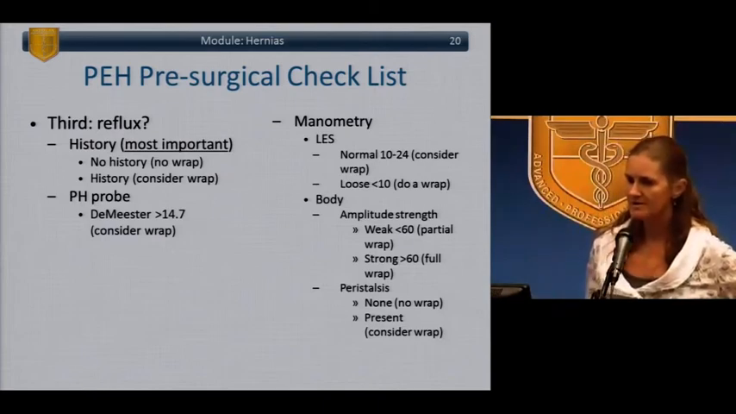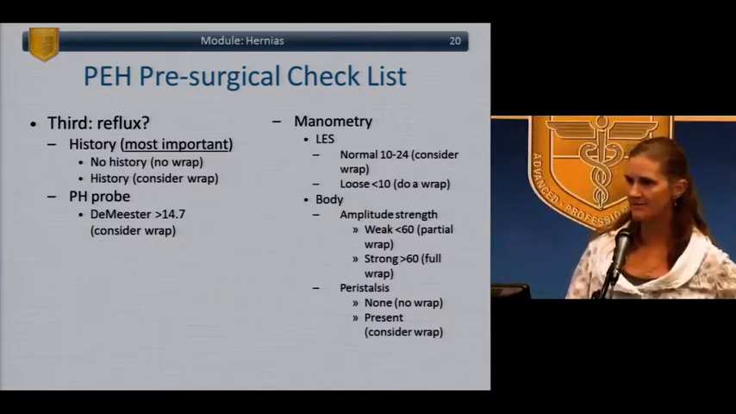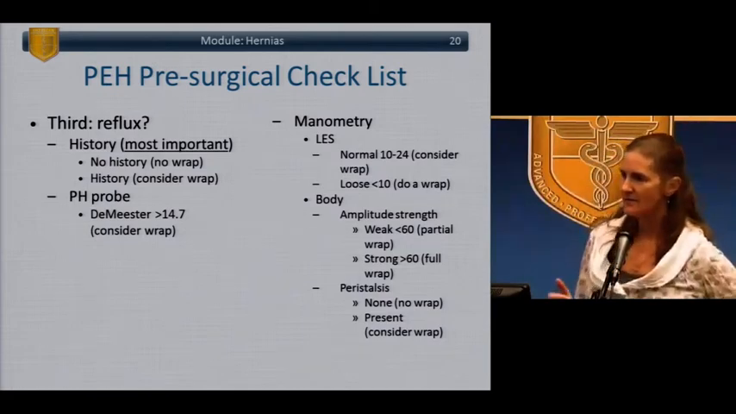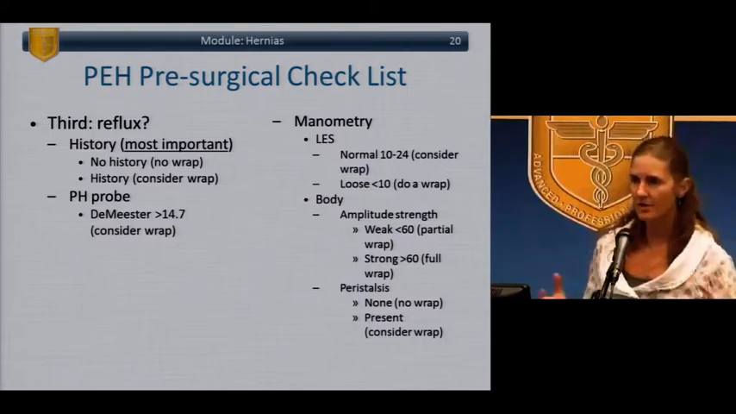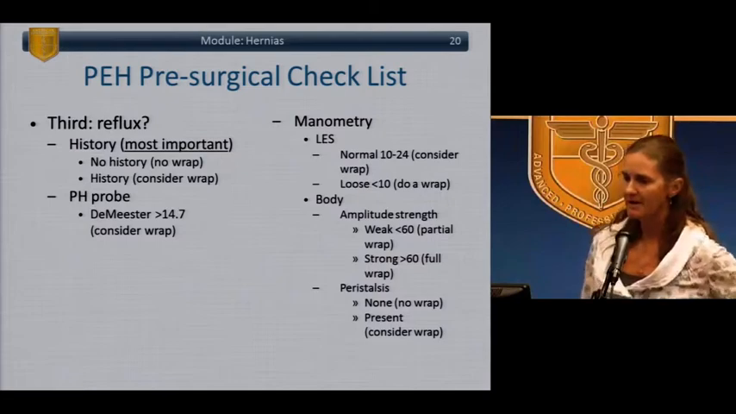Third, does the patient have any reflux symptoms at all? If not, you don't need to get a pH probe, and you probably don't even need to wrap them. You can just pull it down and fix the stomach, and you're done. If you have any question at all, get a pH study on them, and then you'll know how bad their reflux is and whether or not you're going to want to do a wrap on them.